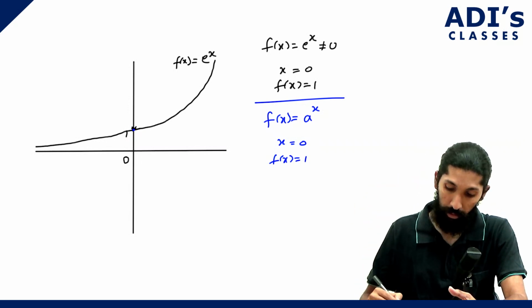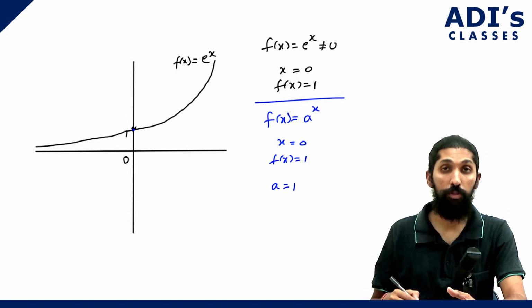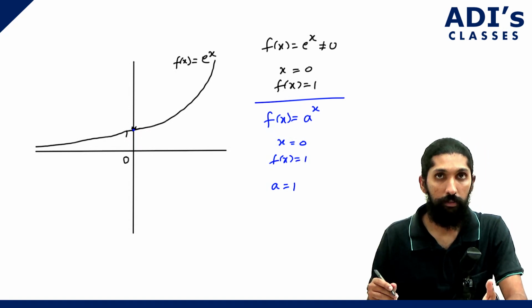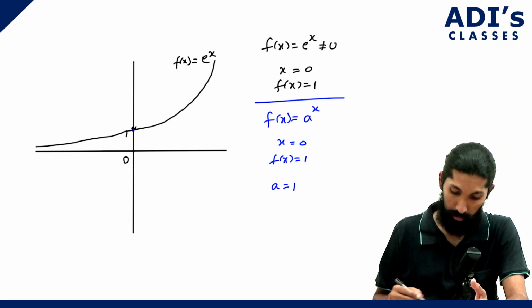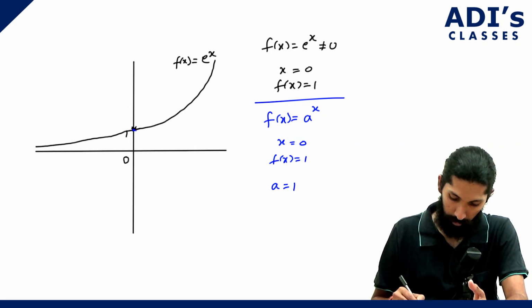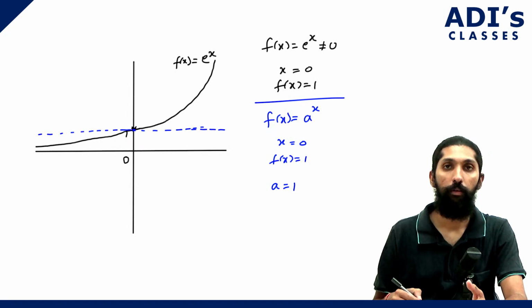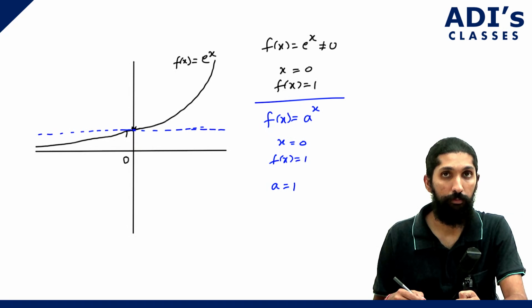Let's assume that the a value is 1. Suppose a value is 1, 1 to the power of any number is always 1, isn't it? Take 1 power 100, 1 power minus 100, whatever it is. That means here you are going to have a graph like this. It's going to be a straight line parallel to the x-axis with a slope of 0.